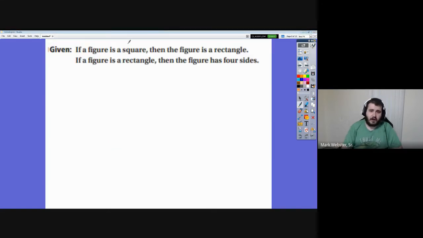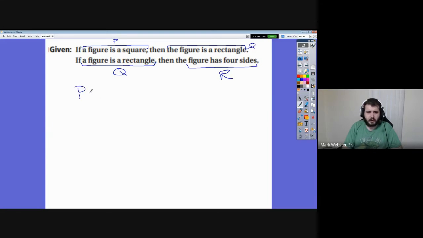If a figure is a square, then the figure is a rectangle. If a figure is a rectangle, then the figure has four sides. So let's look at the structure, right? A figure is a square, we're going to call that P. The figure is a rectangle, we'll call that Q. Well, now look, a figure is a rectangle. That's the same thing as the one above. So we're going to repeat Q because we can, because they're the same. Then the figure has 4 sides. Well, we need a new letter because this is different, right? Let's call that R maybe.